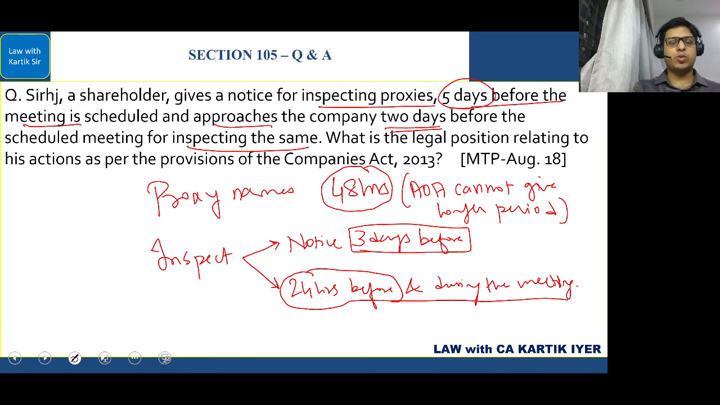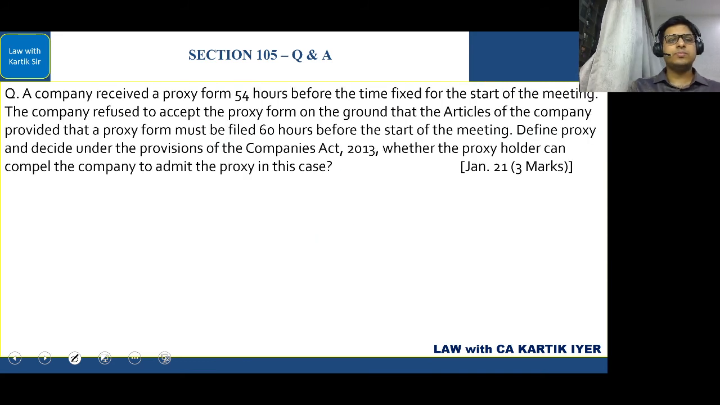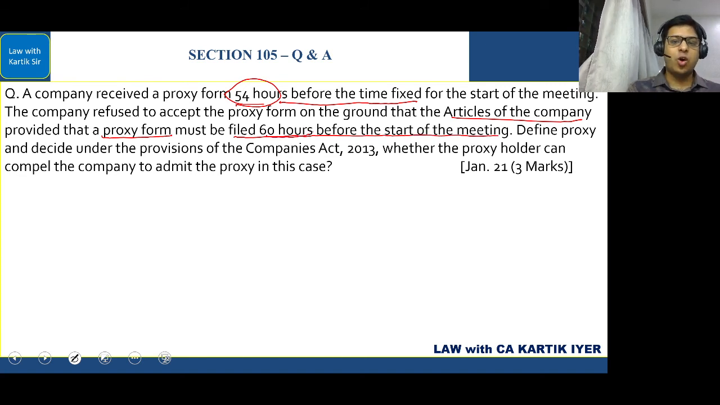Easy. That is your mock test paper question of August 2018. A company received a proxy form 54 hours before the time fixed for the start of the meeting. The company refused to accept the proxy form on the ground that the articles of the company provided the proxy form must be filed 60 hours before the start of the meeting. So articles are giving a longer period here. The person has approached 54 hours before the meeting, but the company's articles mention that 60 hours before the start of the meeting, you have to give the proxy name.